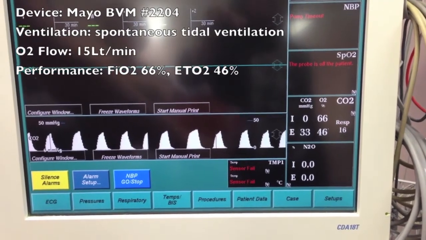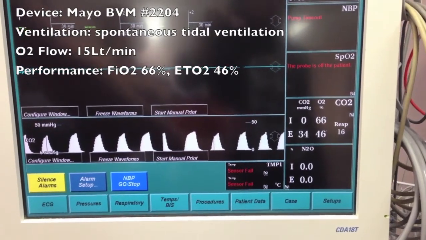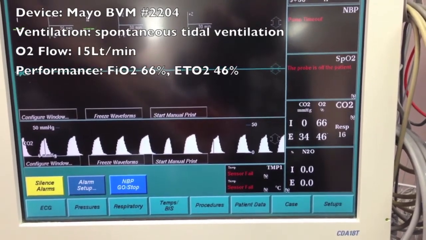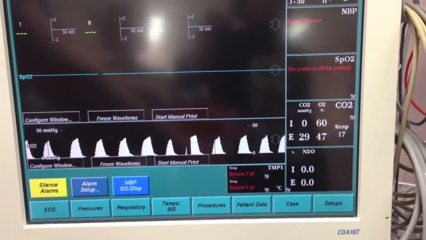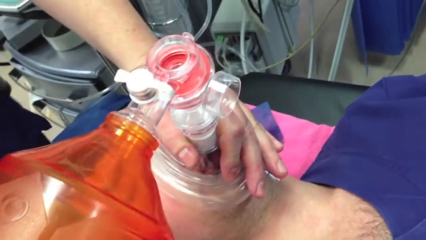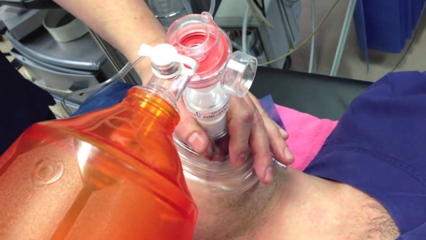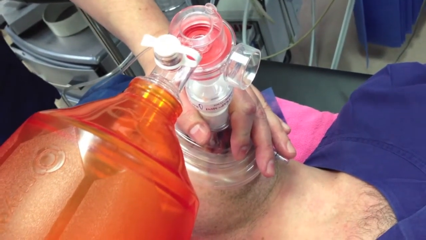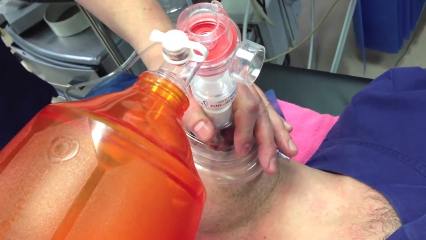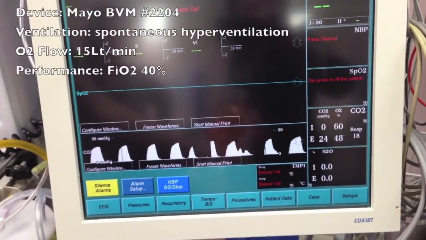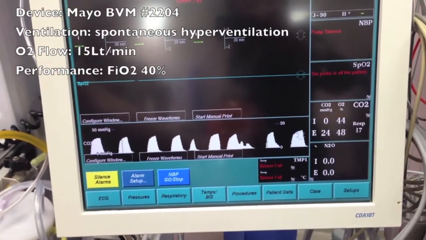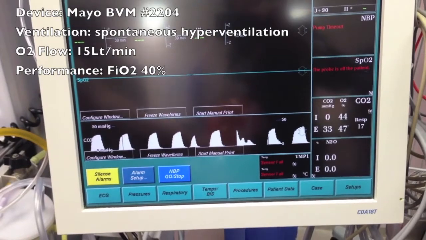This decrease in the ratio of fresh oxygen to room air that's inspired means that devices without a valve on the expiratory port have a diminished ability to deliver high oxygen concentrations to spontaneously breathing subjects, their performance in this demonstration being similar to that of a Hudson mask. As with the Liddell bag, asking the patient to hyperventilate using the Mayo device leads to a further decrease in the inspired oxygen concentration.